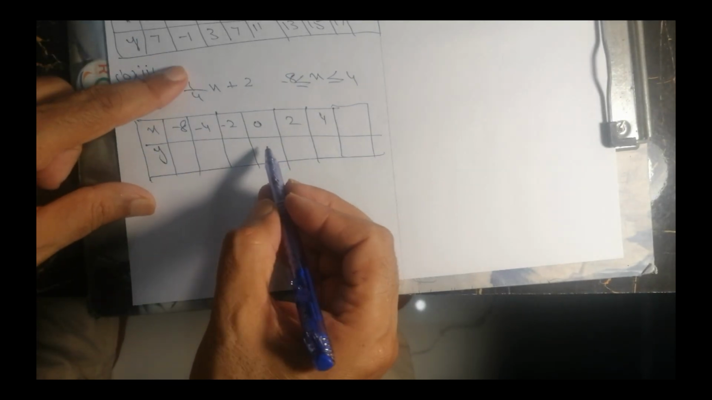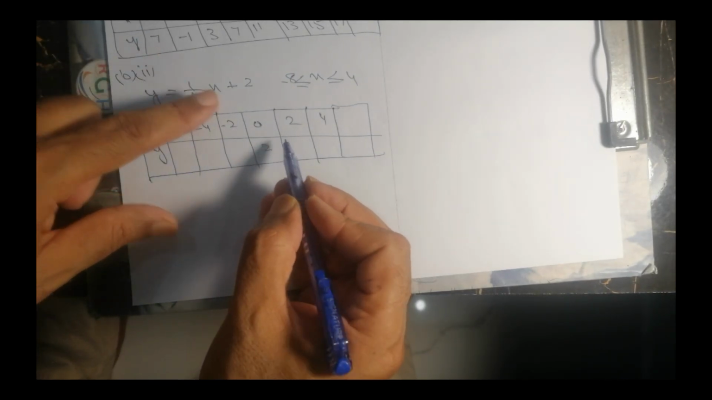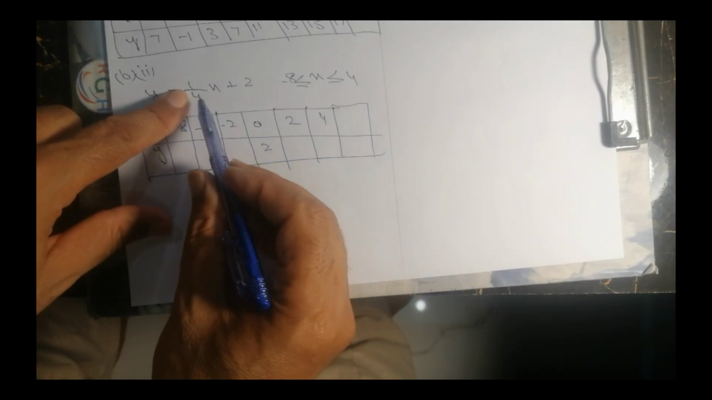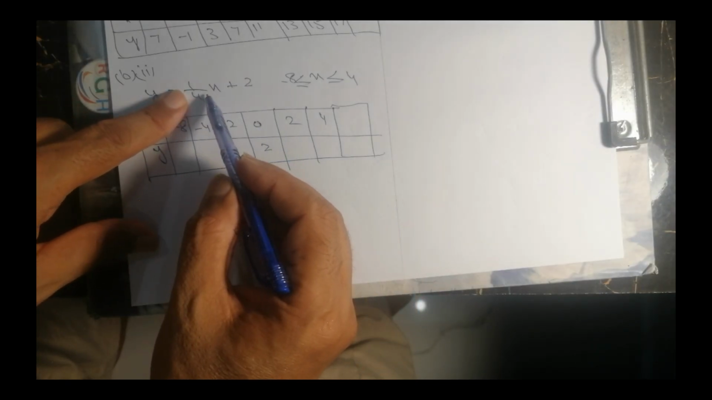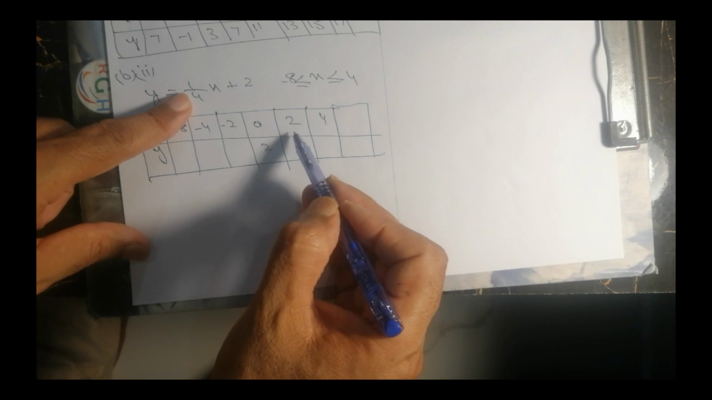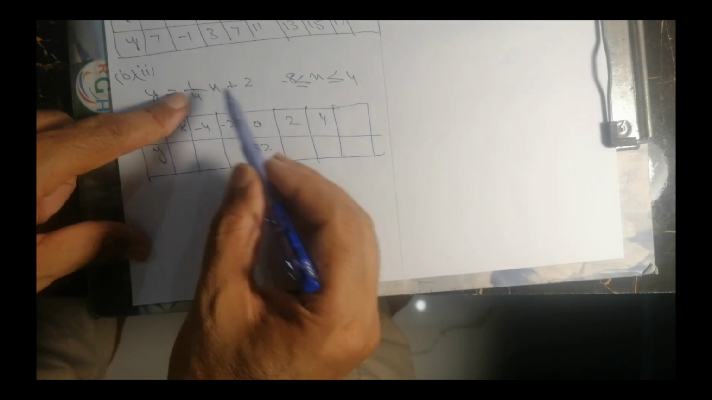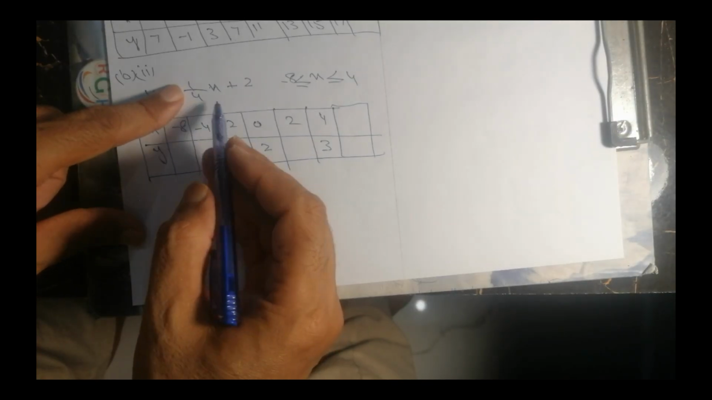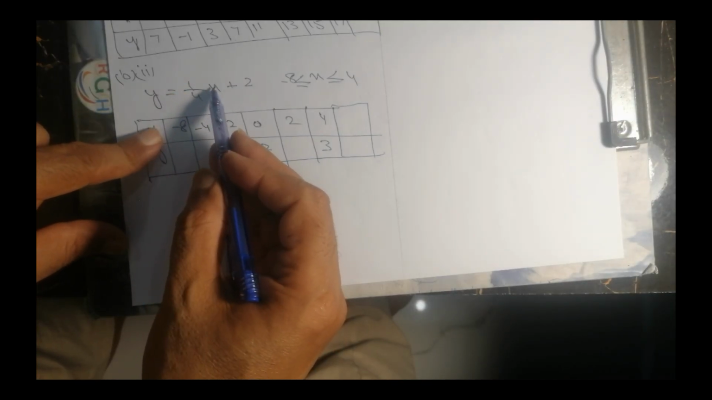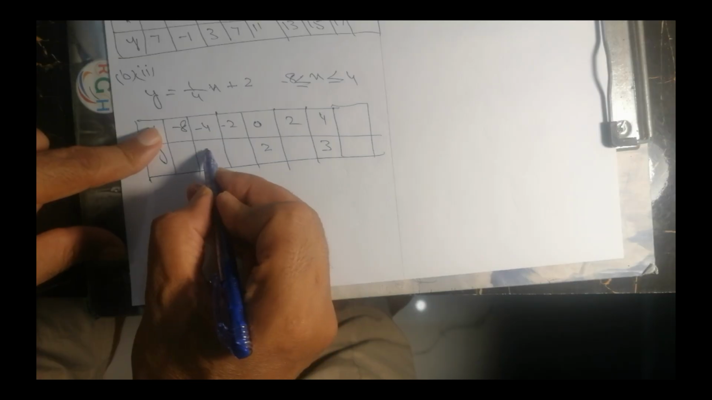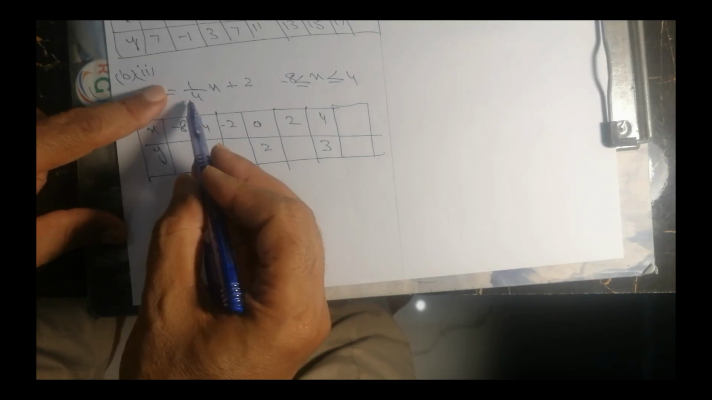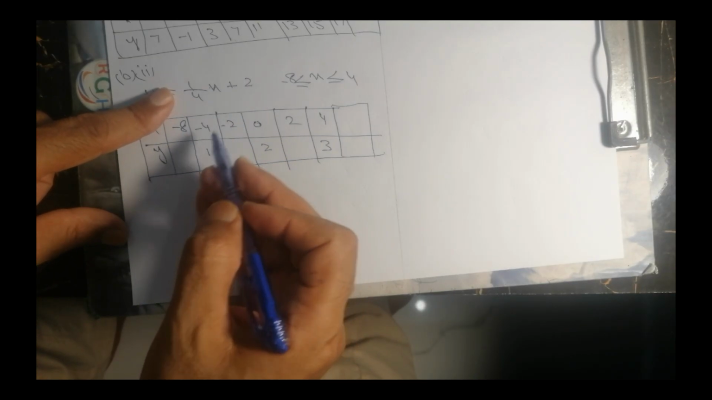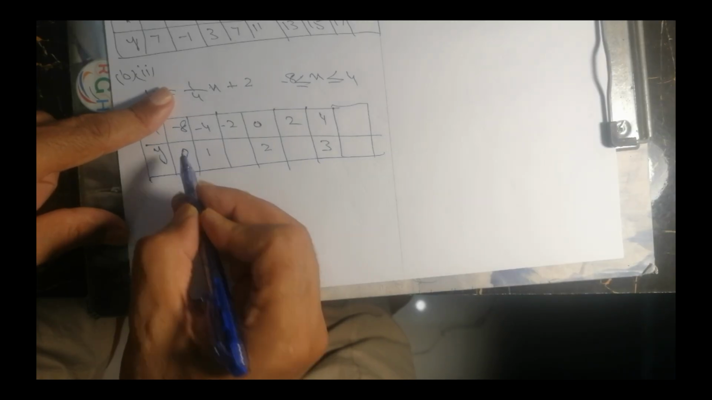Now if we put 0, this will be 2. If we put 2, this will be okay. We can put 4, leave this one. 4 cancels, 1 plus 2, 3, and if we put again -4, this will be 4 into -4, -1 plus 2, 1, and put -8, -2 plus 2, this will be 0. So these are the values, sufficient values.